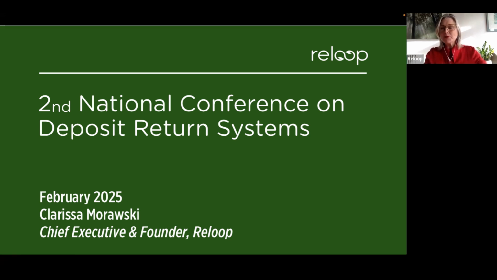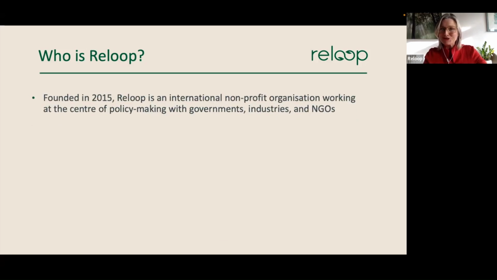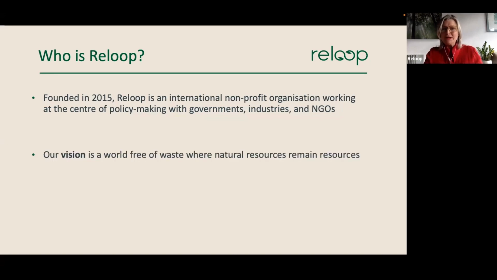So first of all, just very quickly, some background information about Reloop. Who are we? We were founded almost 10 years ago in 2015. We are an international not-for-profit organization working at the center of policymaking with governments, industries, and NGOs. We bring together and work collaboratively with a diverse group of partners around the world whose insights and expertise help shape our policy positions and recommendations. Our vision is a world free of waste, where natural resources remain resources, and our mission is to lead the transition into the global circular economy.